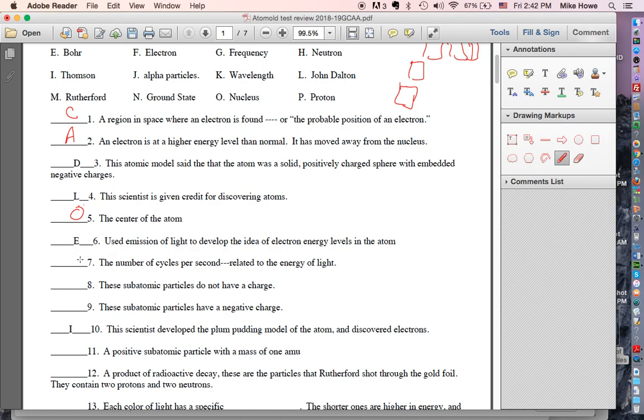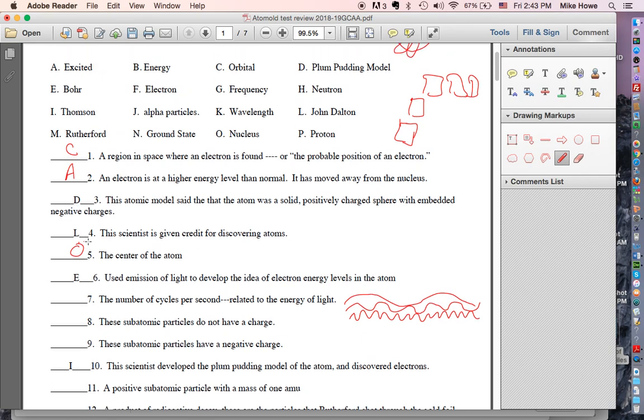Now the number of cycles per second, this had to do with this kind of a wave with a longer wavelength versus this kind of wave with a shorter wavelength. You notice there's more energy involved in this wave because it takes more energy to move the pencil up and down more at a faster rate. Okay, so the shorter the wavelength, the more energy the light has, and the actual number of cycles per second is called the frequency. So you come up to the choices here, and frequency is letter G.